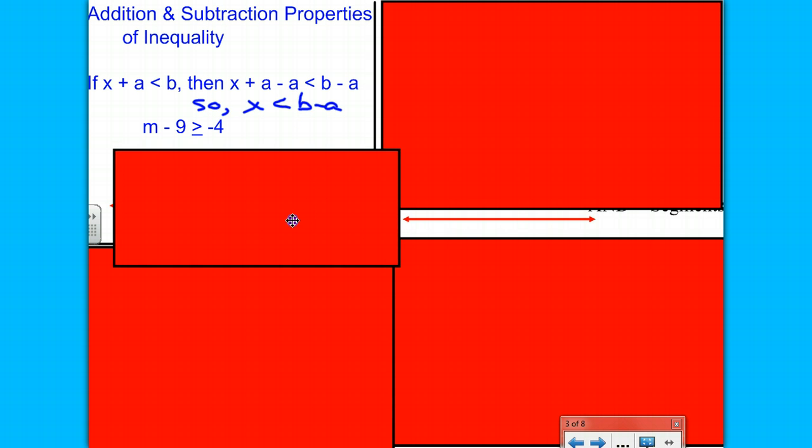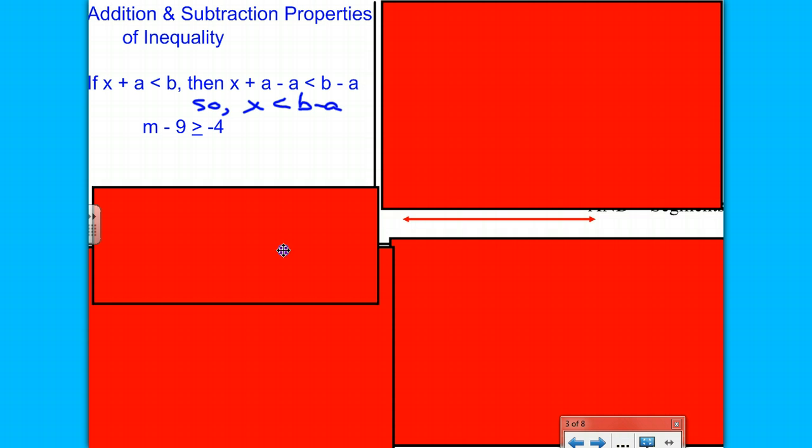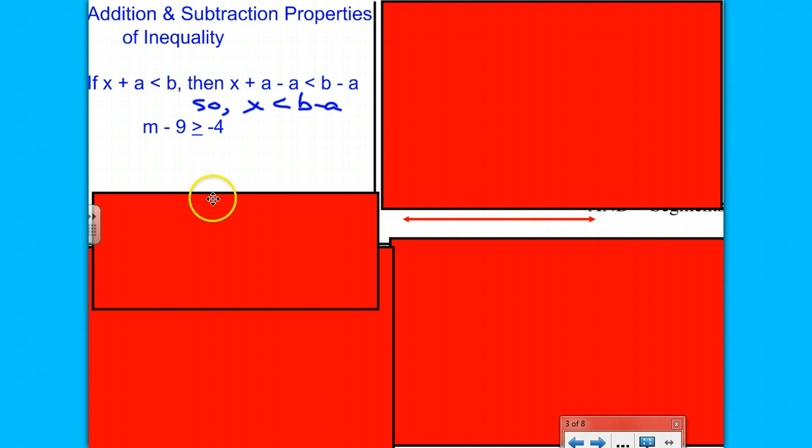So try this one. M minus 9 is greater than or equal to negative 4. So we're going to solve for m. What will we do to both sides to solve for m? Casey? Add 9. Good. Because we had subtraction, the inverse operation now is addition. Adding 9 to both sides, we still have an equivalent inequality. And now we have m is, did that change our sign? No. So addition and subtraction don't change the sign, you're right. And m is greater than or equal to 5.